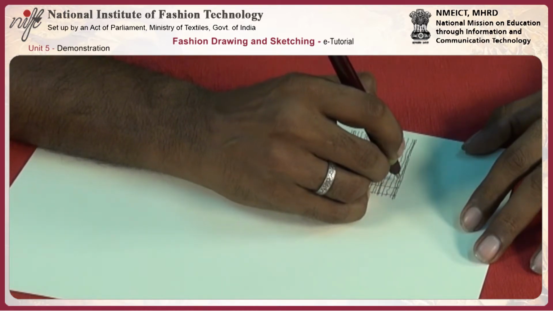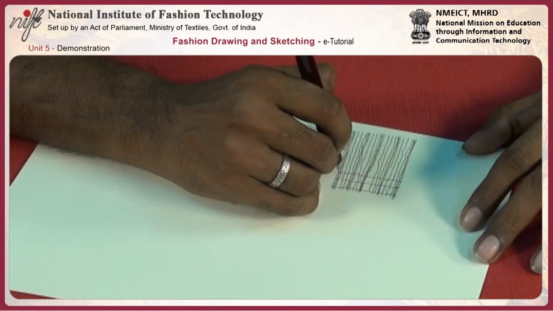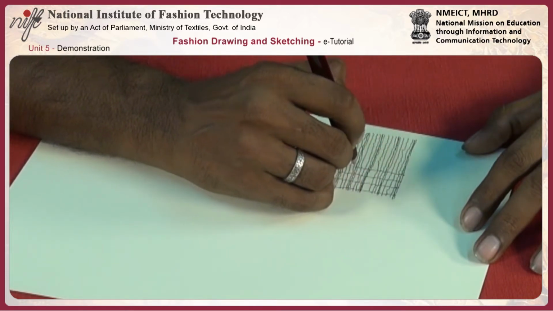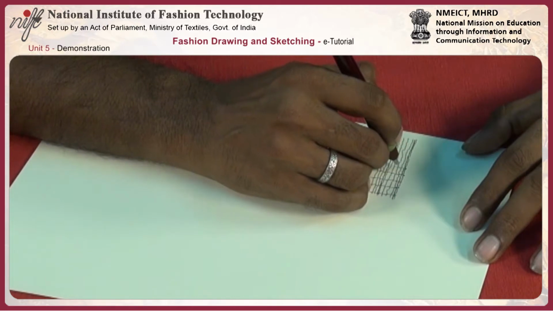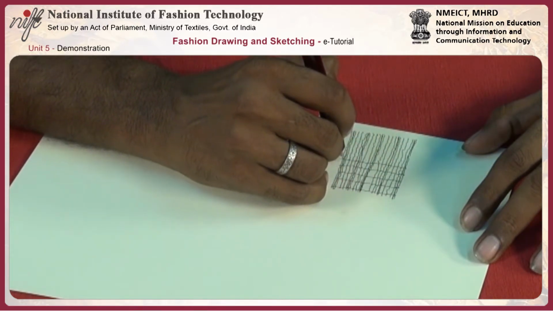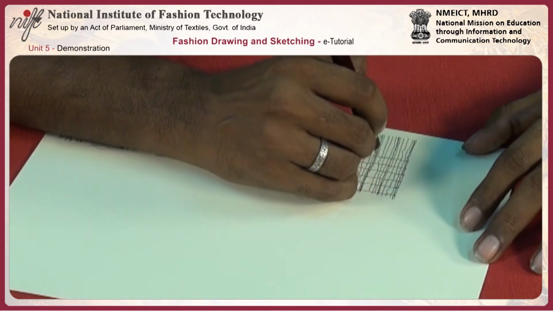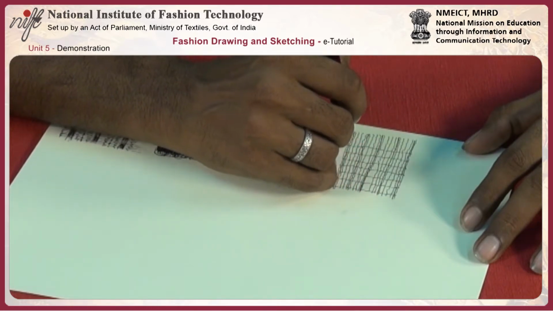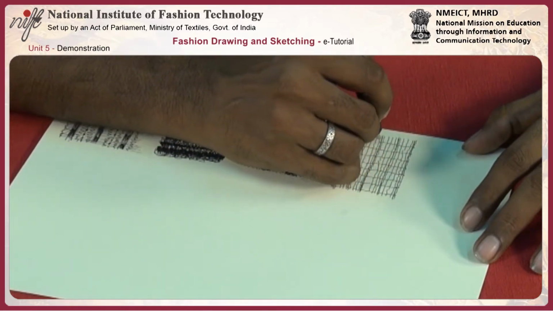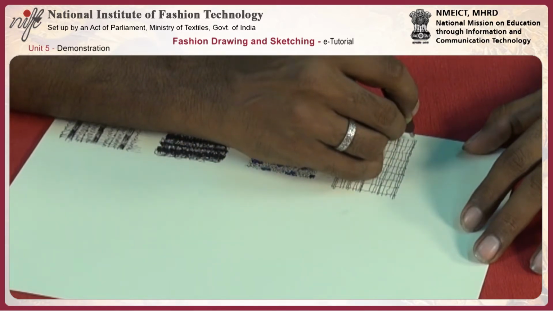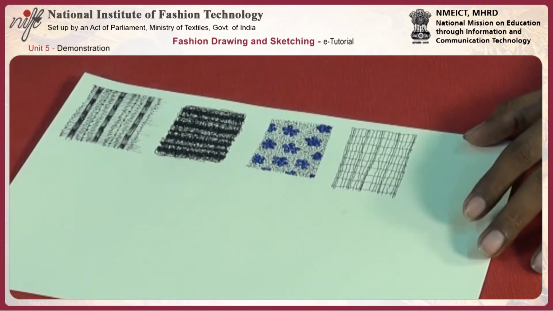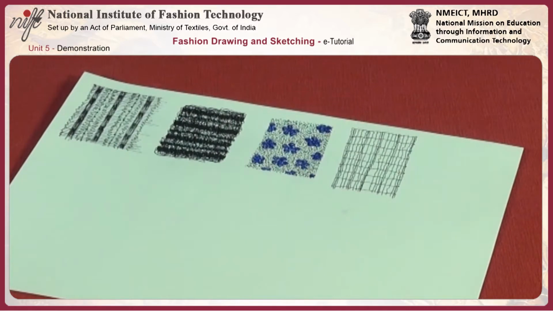Now I am drawing another set of lines that intersect the previous lines perpendicularly. You can see that I have created a kind of checks in my rendering. The kind of curvatures that I have used actually creates a kind of texture that can be visualized by the viewer.